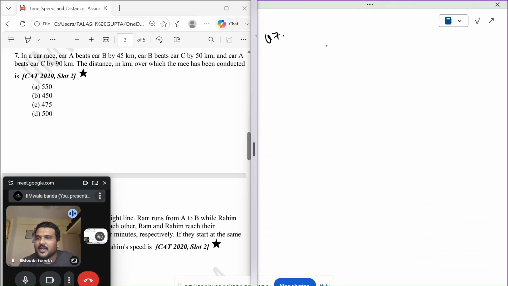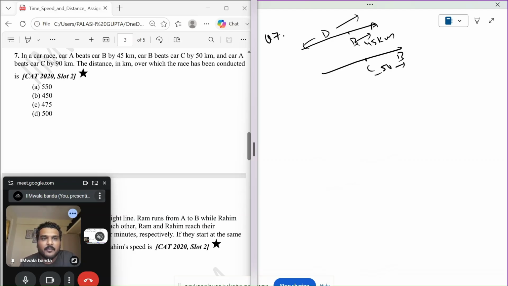Question number 7. In a car race, car A beats car B by 45 kilometers. So in a car race, what does this mean? We have discussed the basics of racing. Car A beats car B by 45 kilometers. That means let the total distance be D, and car A reaches the end point, car B is still behind, and this distance is 45 kilometers.